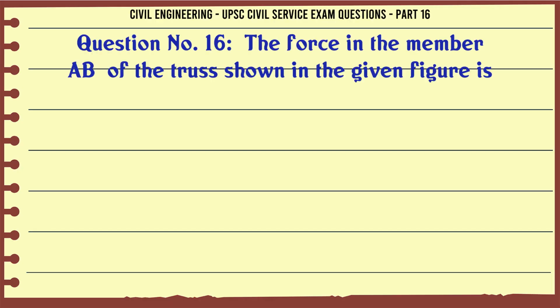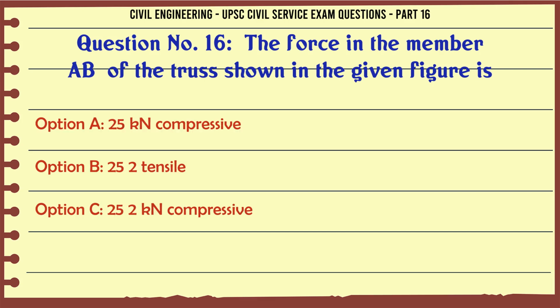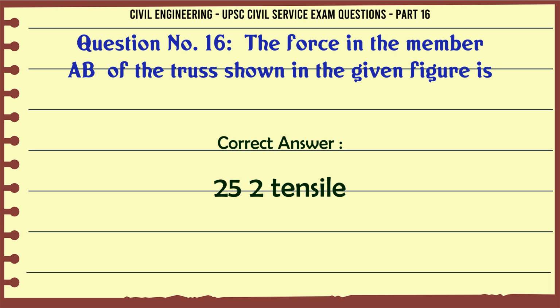The force in the member AB of the truss shown in the given figure is A. 25 kN compressive, B. 25√2 kN tensile, C. 25√2 kN compressive, D. 25 kN tensile. The correct answer is 25√2 kN tensile.